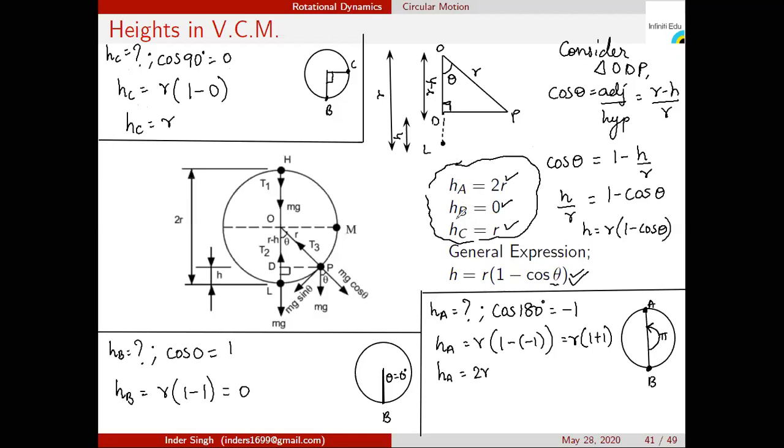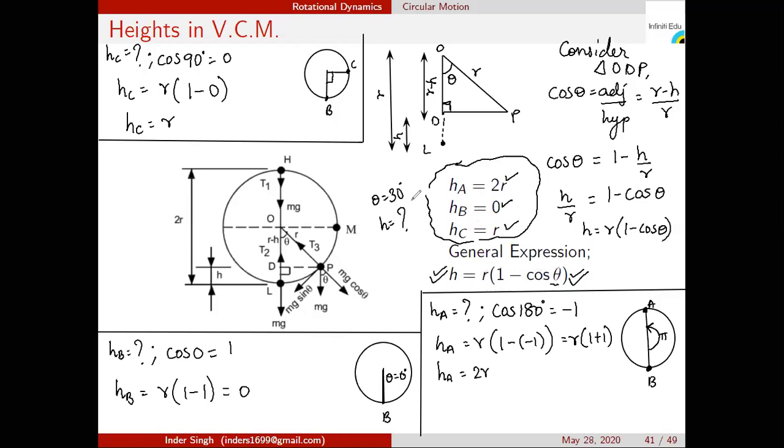Okay, how did this come? If in a numerical or an entrance exam, it is given that the angle is measured from the vertical axis, from the bottom level, the angle theta is, suppose, 30 degrees, and you have to calculate the height value, then in that case you should remember this formula: h is equal to R into 1 minus cos theta.